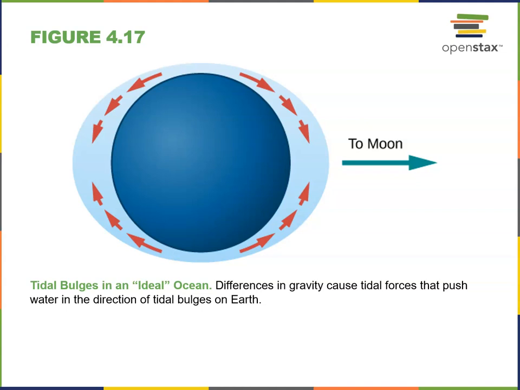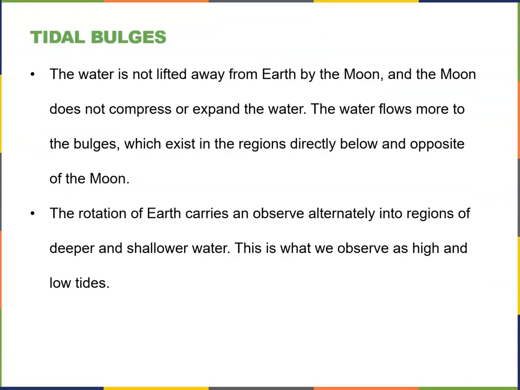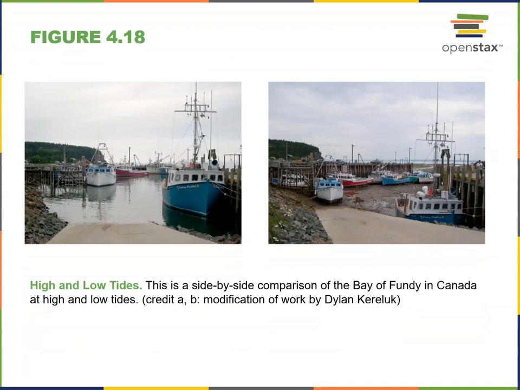It is important to note that the water is not lifted away from Earth. The water flows more towards the bulges, which exist in regions directly under and opposite the moon. So the rotation of Earth carries an observer alternately into regions of deeper and shallower water. This is what we observe at high and low tides. So as you can see, at the high tide we are in deeper water, and at the low tide we are in shallower water.